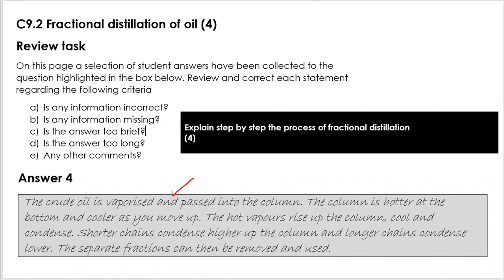Well, we've got the idea that it's vaporised and passed into the column. We're told about the temperature gradient. We are told that the hot vapours rise up, cool, and condense, and we also see that shorter chains condense higher up the column. It's pretty concise, it's got lots of good information. That's the sort of thing that we are aiming for.